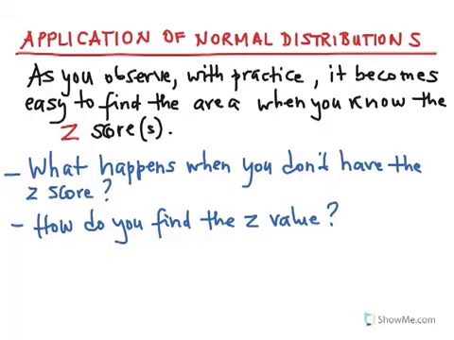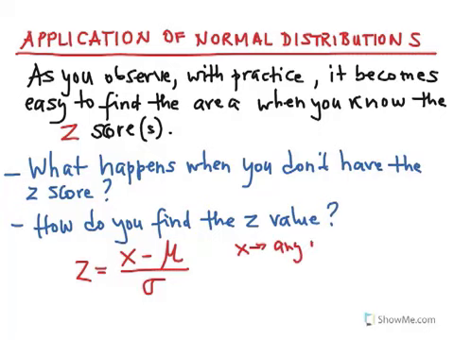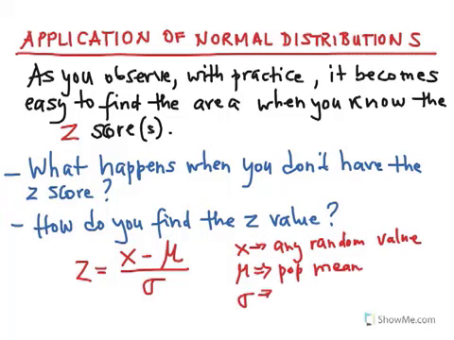If you recall, the formula for the z value, or the z-score, is that z will be equal to x minus mu over standard deviation, where x is any random value, mu is the population mean, and sigma is the population standard deviation, right?